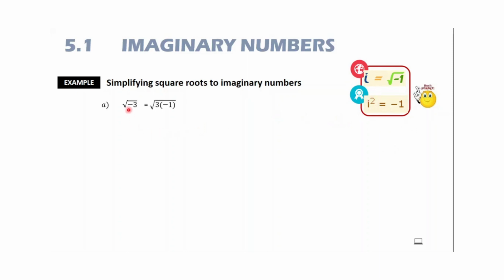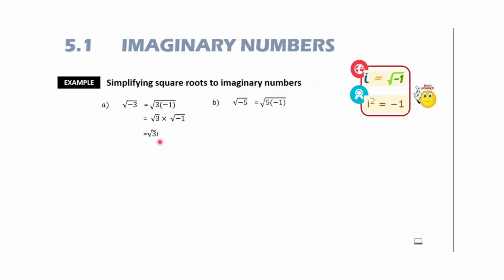Okay, let's look at an example. The first one, we have square root of negative 3. Kita ada punca kuasa negatif 3. And we want to write in imaginary numbers. Separate, pisahkan 3 dengan negatif 1, 3 darab negatif 1. Kemudian pisahkan punca kuasa. Maka punca kuasa 3 darab punca kuasa negatif 1 ialah punca kuasa 3 i. Kerana punca kuasa negatif 1 adalah equals to i.